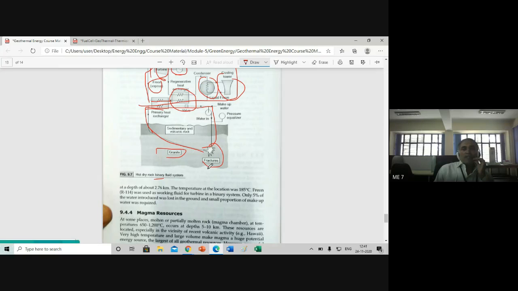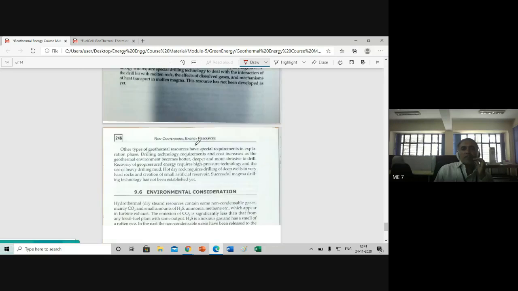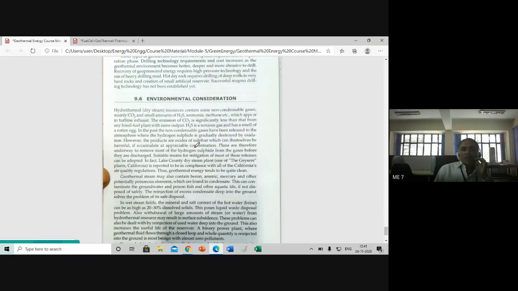So that's all. Next is magma. Magma resources where 650 to 1200 degrees Celsius temperature you can find, or still higher temperatures are there. Okay. Coming to the environmental considerations or disadvantages. Say hydrothermal dry steam resources contain non-condensable gases, mainly carbon dioxide and hydrogen sulfide, ammonia, methane, etc., which appear in the turbine exhaust. So this is the disadvantage.